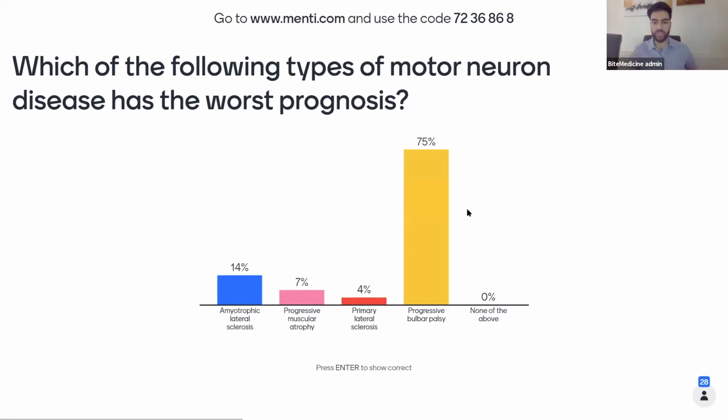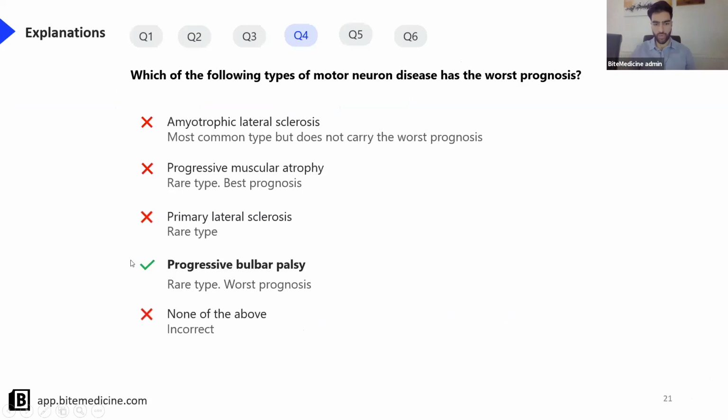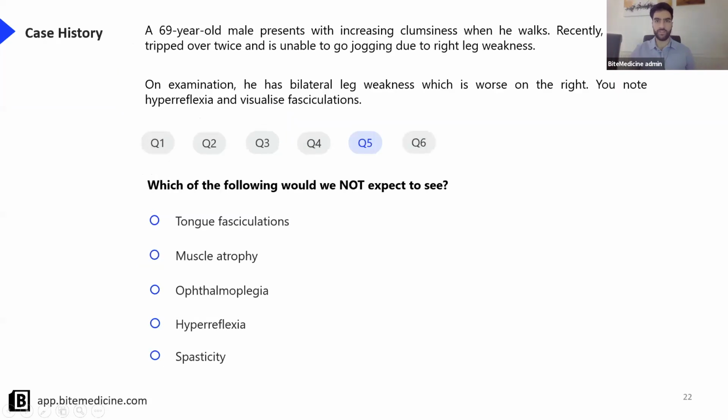Good. Progressive bulbar palsy carries the worst prognosis of the motor neuron diseases. For some reason, they like to test that in exams. It's rare, carries the worst prognosis. Amyotrophic lateral sclerosis is the most common. So progressive muscular atrophy, it depends what you read, but some people say this carries the best prognosis. But the point is, progressive bulbar palsy is particularly linked to a poor prognosis. Good. Next question.